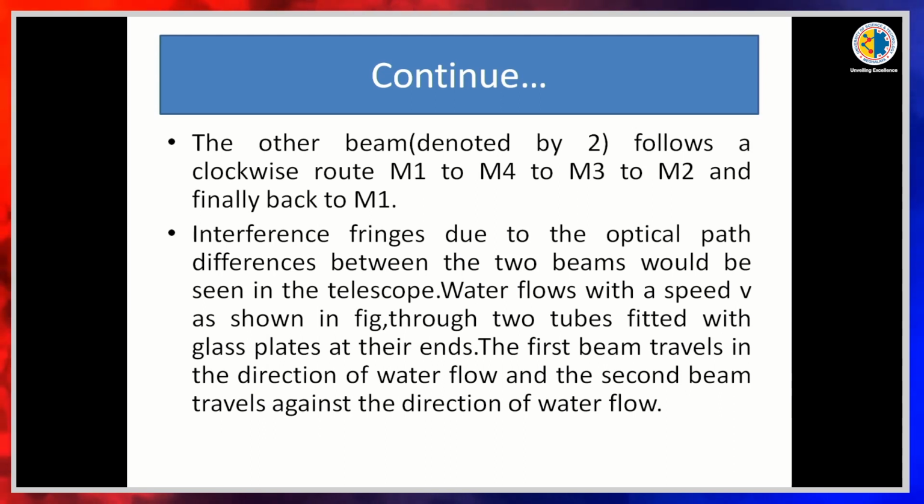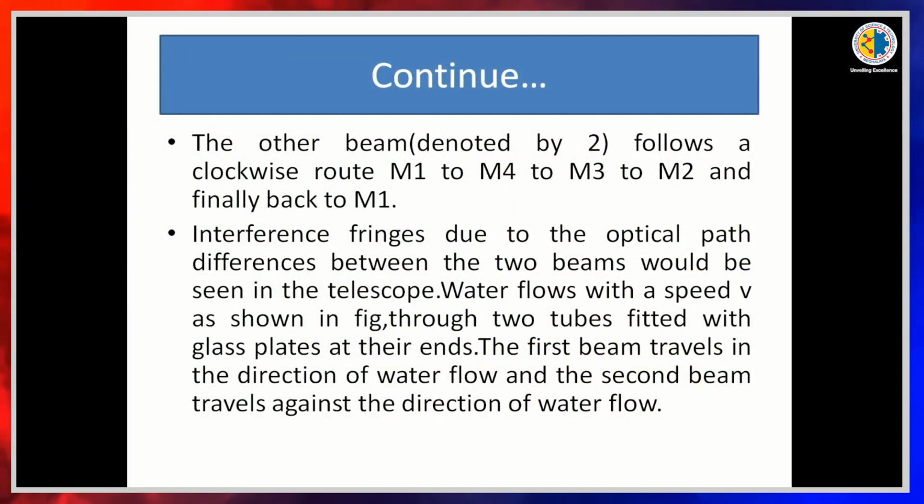So, interference fringes due to the optical path difference between the two beams would be seen in the telescope. At the telescope, the observer sees the difference between ray 1 and ray 2. What is the path difference? What is the path difference or time difference between ray 1 and ray 2?